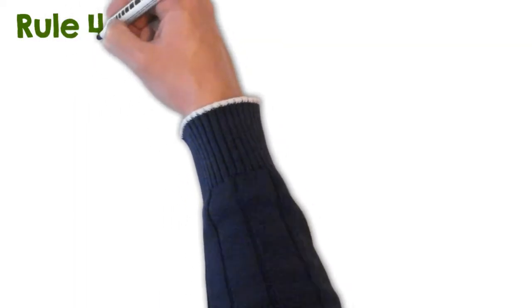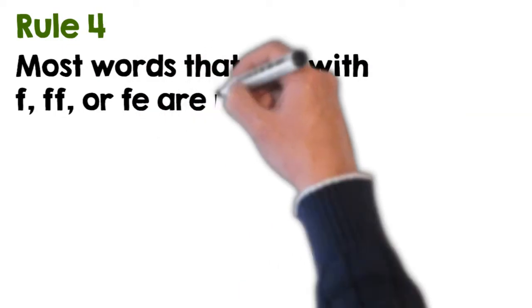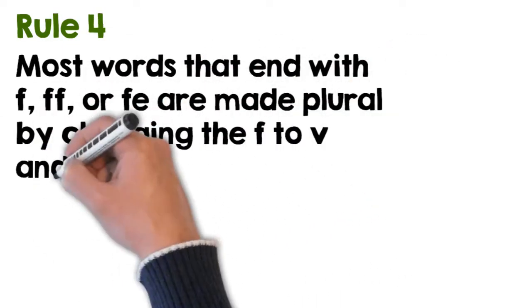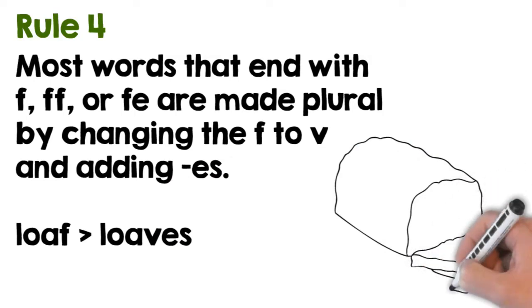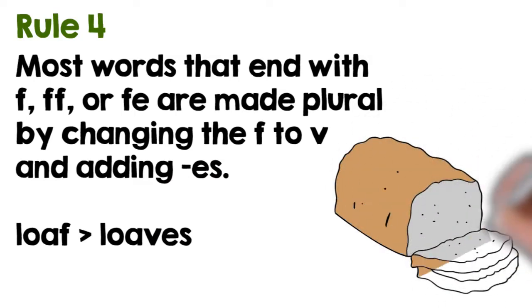Rule 4. Most words that end in F, FF, or FE are made plural by changing the F to V and adding ES. Here is an example. Loaf becomes loaves.